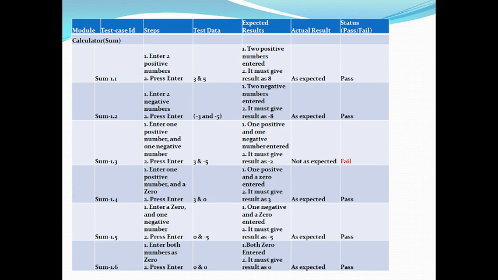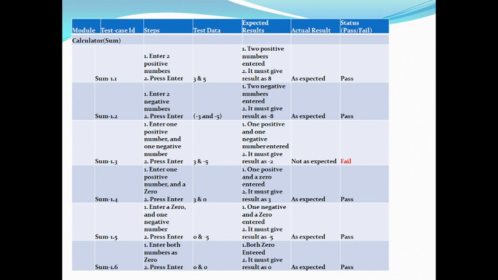Now, this format we have made in an Excel file. Okay, so let's see the first column, that is module. So what module are we testing? We are testing calculator and summation. Okay, so we have mentioned the module name, that we are testing calculator and some functionality. So the first column is module name.